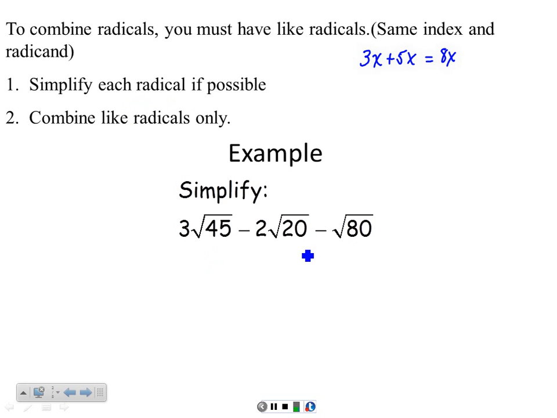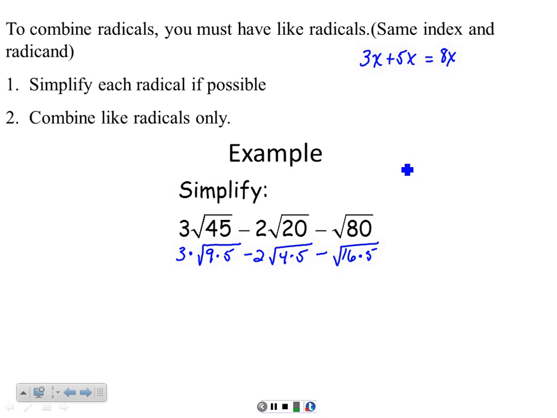In this example, none of these radicals are alike because none of the radicands are the same. So what we need to do is see if we can simplify each one of these radicals first. For the first one, we have 3 times the square root of 45. 45 will break down into 9 times 5, and then the square root of 20 will break down into 4 times 5, and the square root of 80 will break down into 16 times 5.